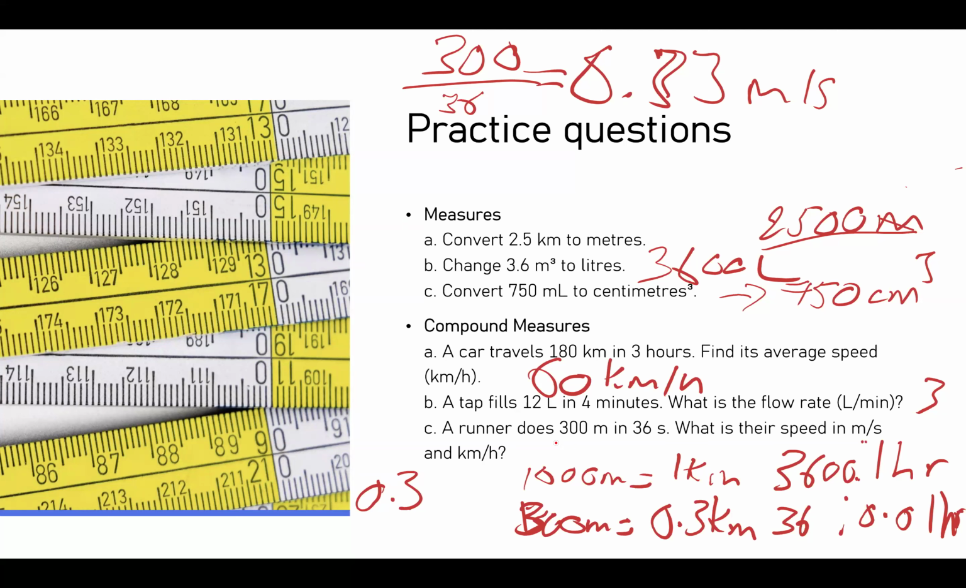And to work it out in kilometers per hour, all we would do is... 30 kilometers. Yeah, so the answer would be 30 kilometers per hour, because all we've done is 0.3 divided by 0.01. So the answer equals 30 kilometers per hour.